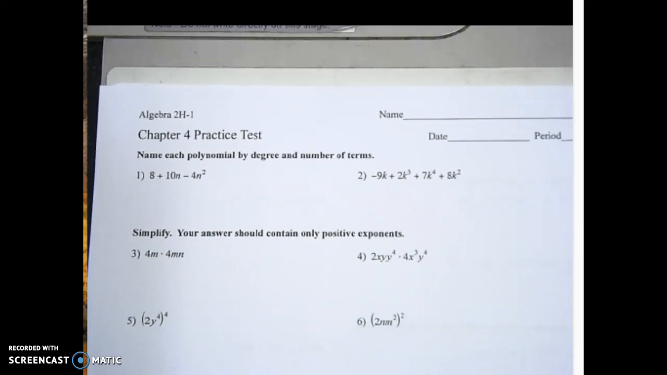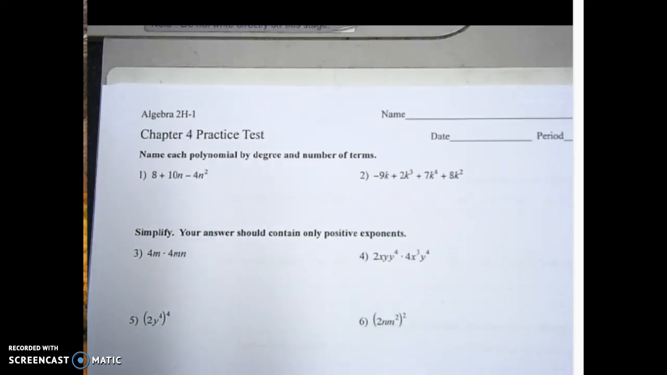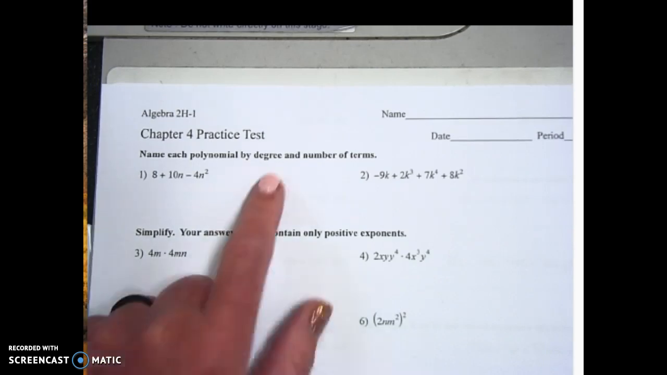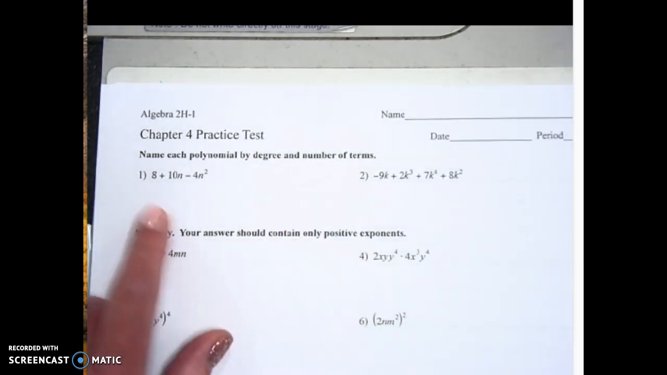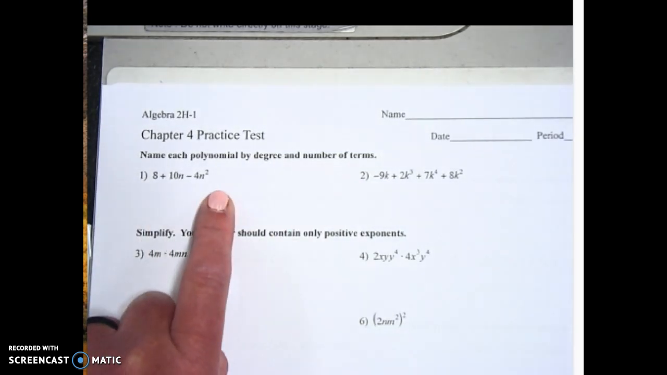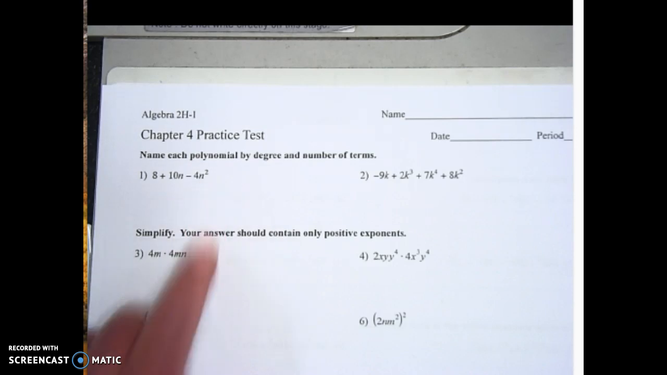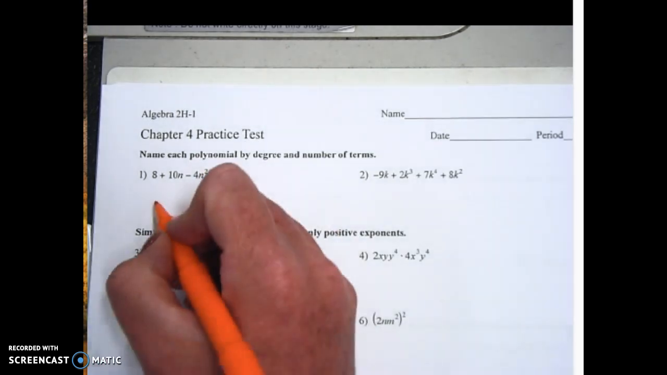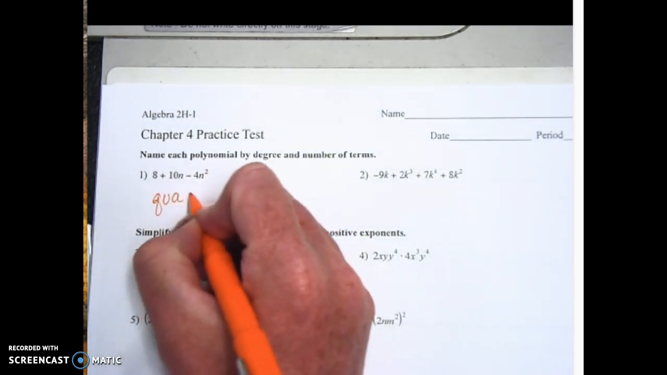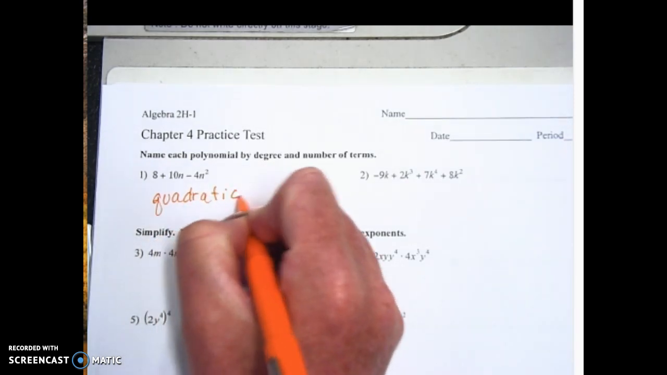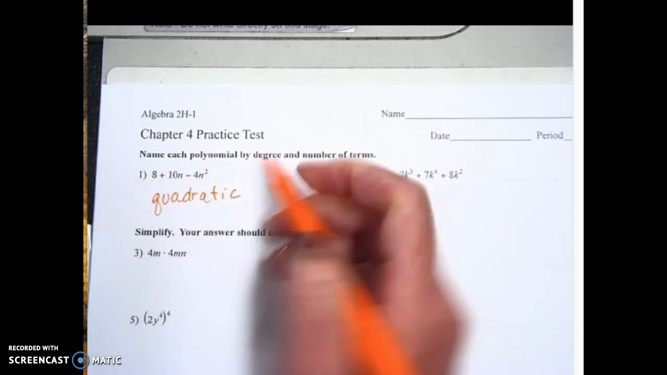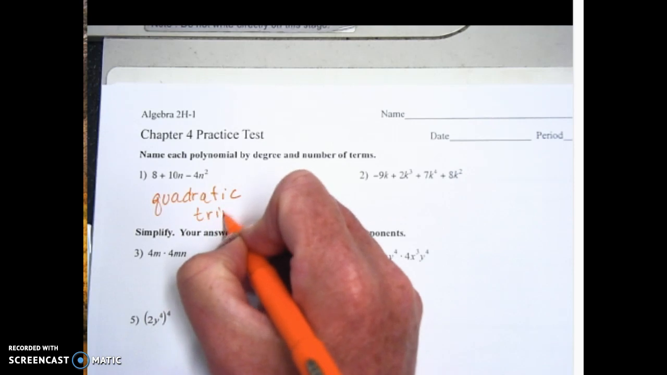This is the first page of the Chapter 4 practice test for Algebra 2. Number 1 and 2, the directions say name each polynomial by degree and number of terms. So the largest degree on number 1 is 2, so that makes it a quadratic. And there are 1, 2, 3 terms, so it's a trinomial.